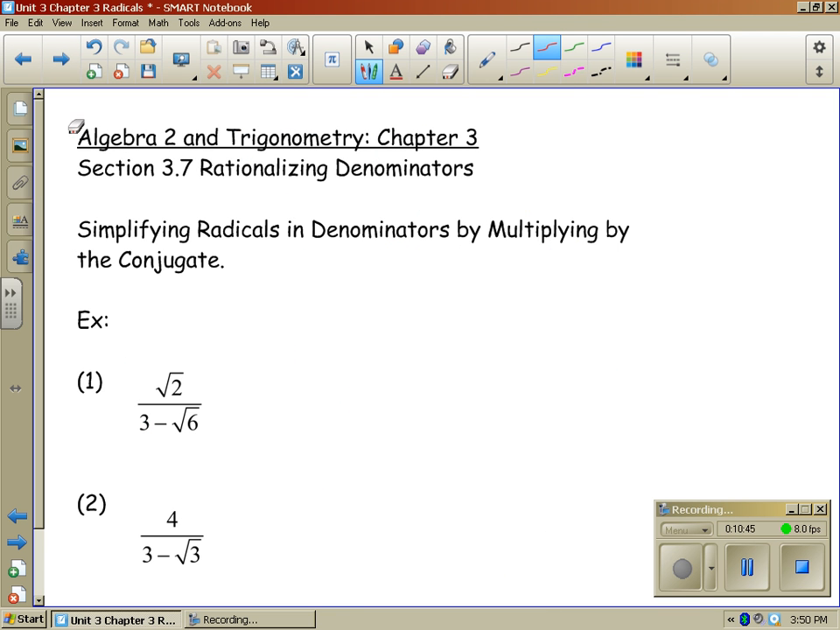But now, we can't just multiply by the square root of 6. Don't write this down, because you're going to need to erase it if you do. Because if I just multiply by the square root of 6 in the denominator, I'm really distributing that, so I would get 3 square roots of 6 minus 6. Well, I still have a radical in the denominator, so it didn't help me. So what we want to do is multiply the denominator by the conjugate. What's the conjugate of 3 minus square root 6? 3 plus the square root of 6.